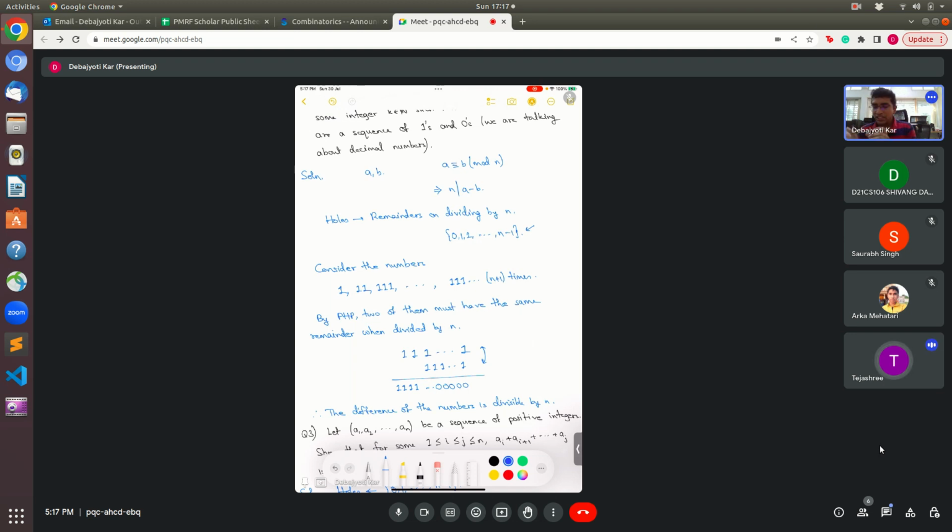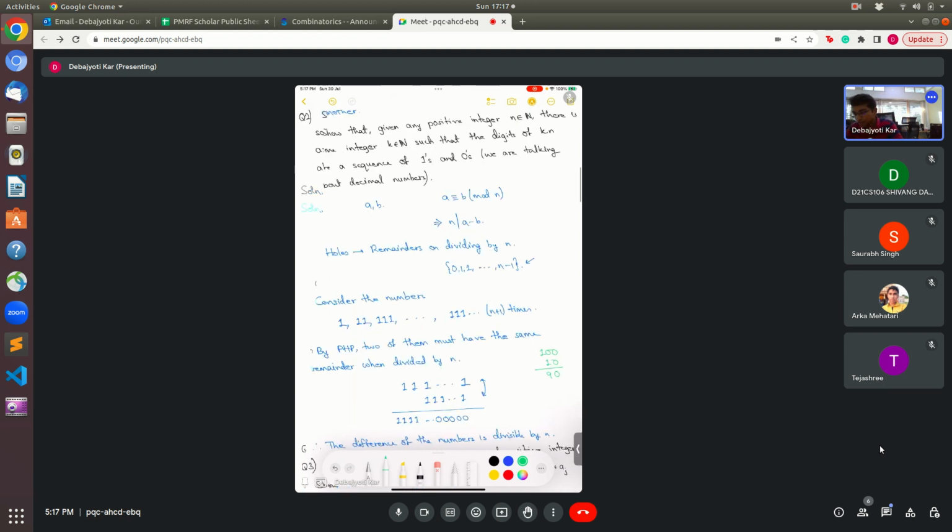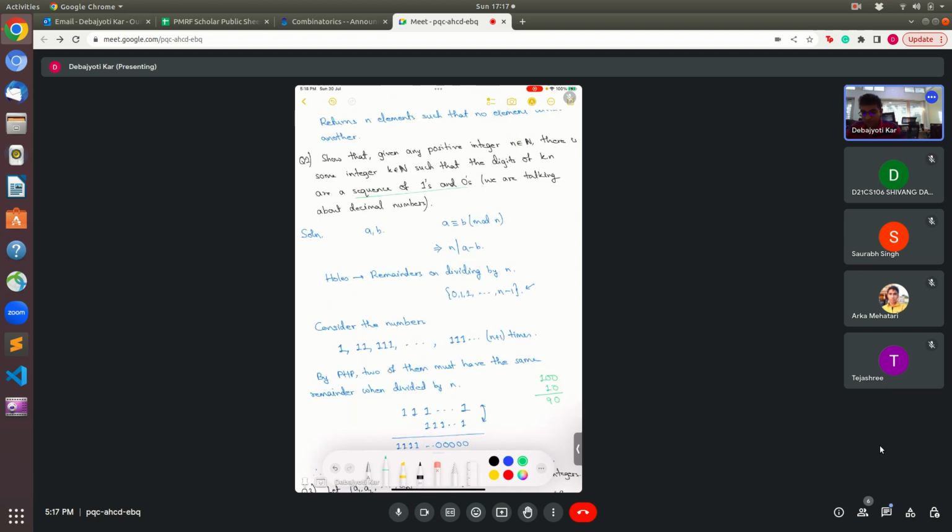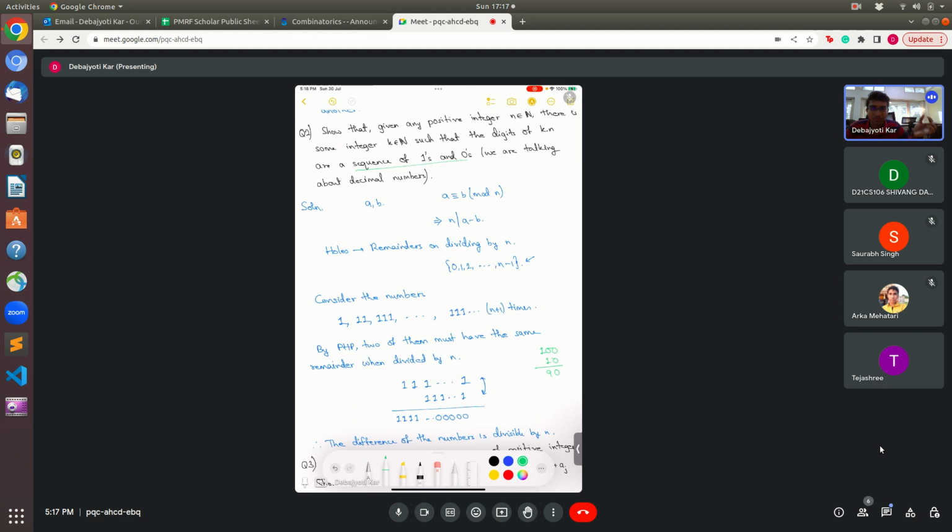But now, why don't we take 0, 10, 110, 101? If you take the difference of these, for example, if you take 100 and subtract 10, this is not a sequence of zeros and ones, this is 90. That is not allowed. That is why we took these special numbers, because we want this property: the difference has to be a sequence of ones and zeros.